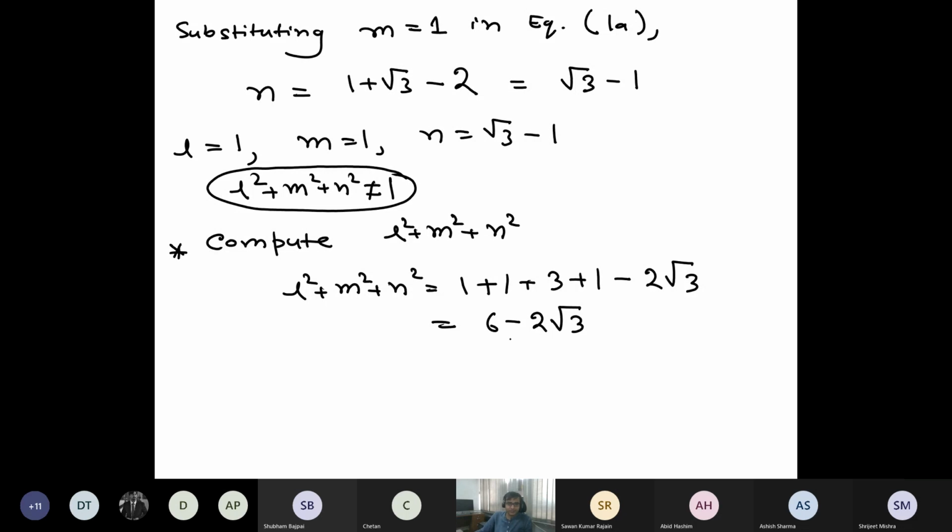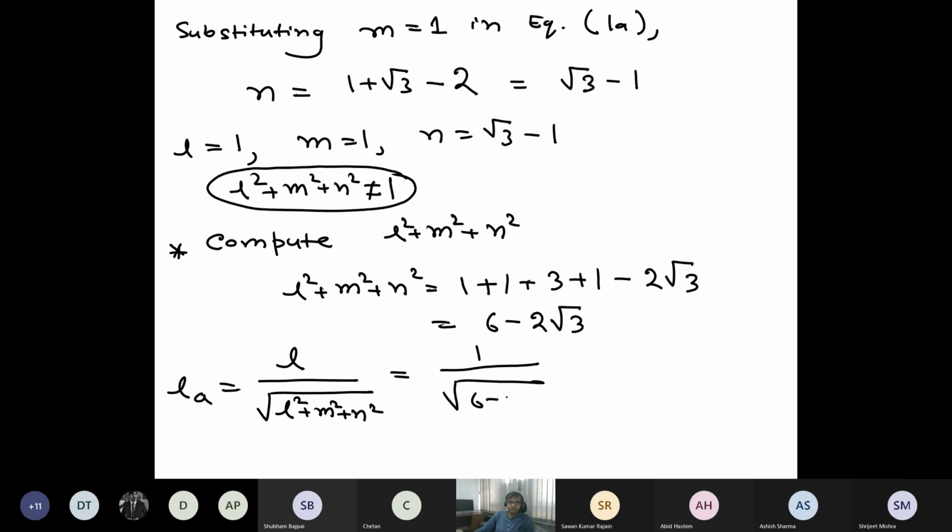And you can calculate it. I'm not calculating it, but this is my L square plus m square plus n square. So now LA, we have to normalize it so that this equation, the direction cosine equation, is satisfied. So LA is equal to L by square root of L square plus m square plus n square, which is equal to 1 by square root of 6 minus 2 root 3.